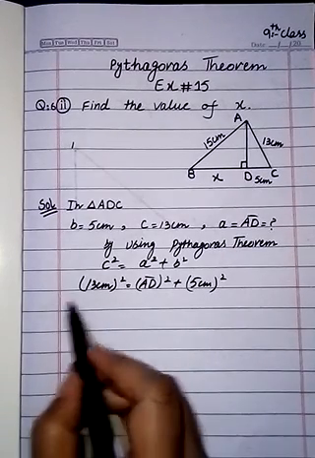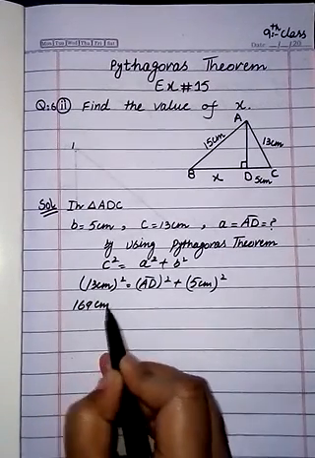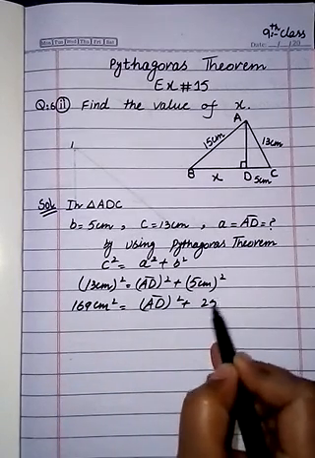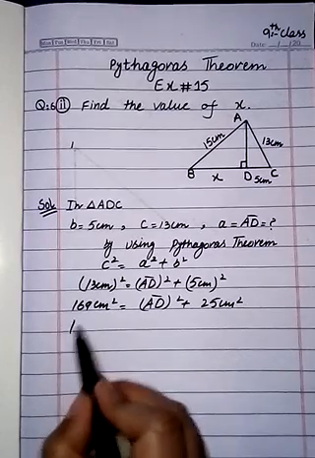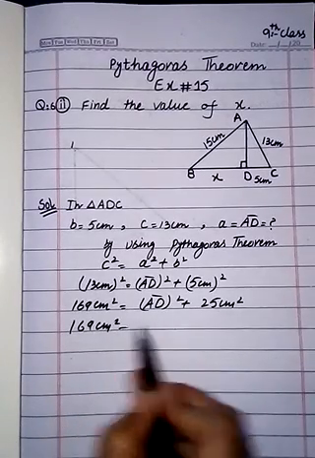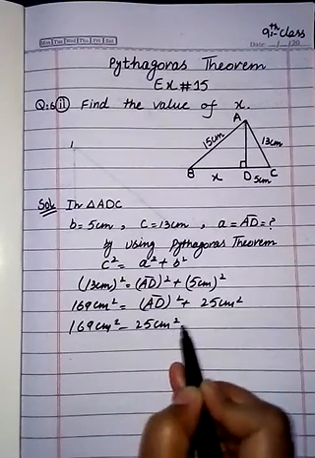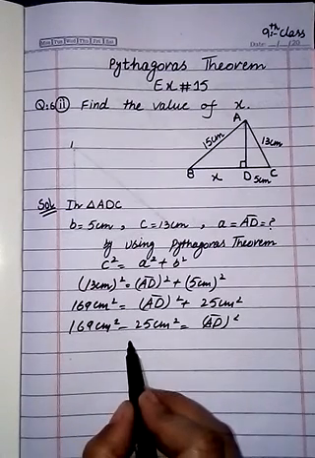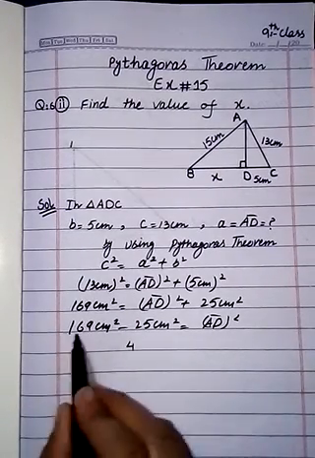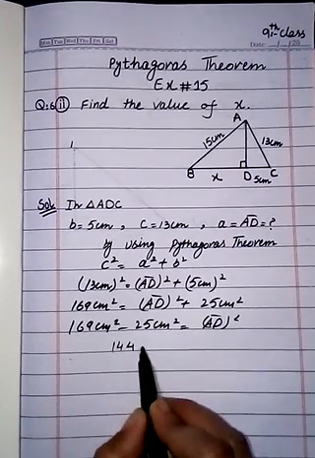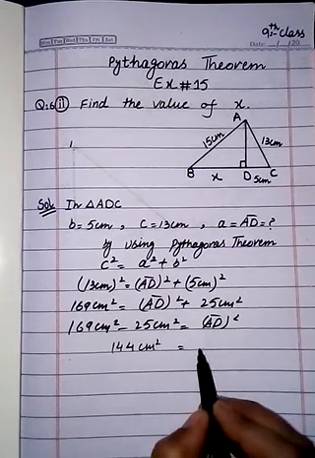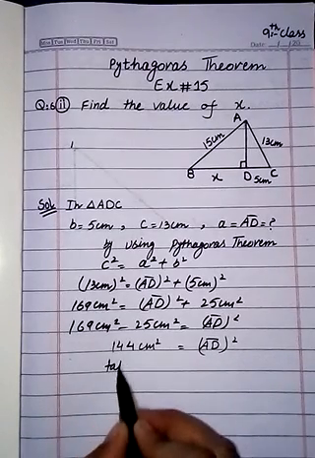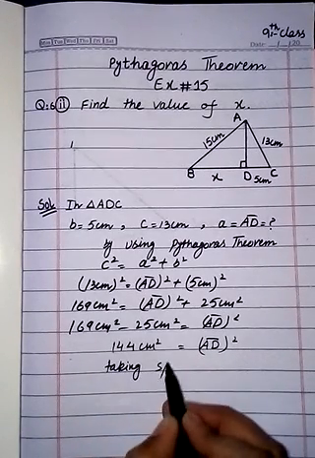Now take the square of 13, which is 169 centimeter square, equals AD whole square plus 25 centimeter square. Now 25 centimeter square shifts here and becomes minus. AD whole square stays as it is. Now 169 minus 25 is 144 centimeter square. You have to find the value of AD, but this is the value of AD whole square. So you have to remove the square by taking square root on both sides.